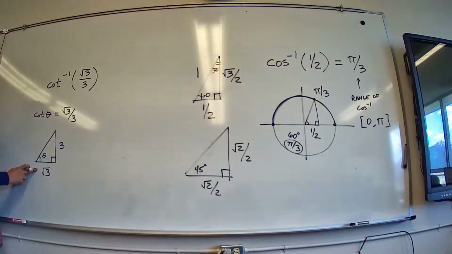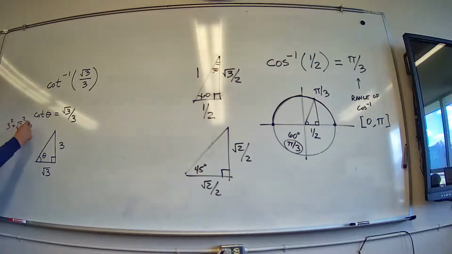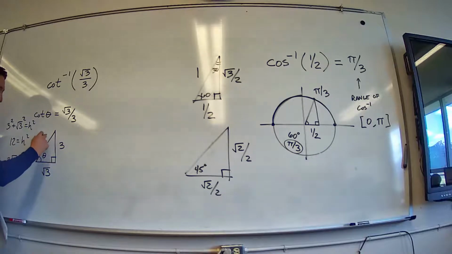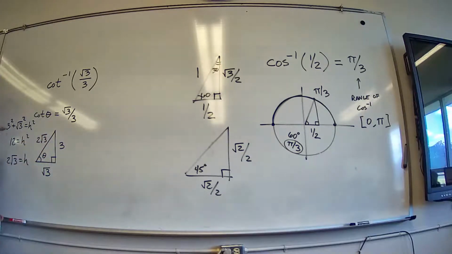Because I'm still kind of confused. What the heck am I looking at here? Well, if I went 3 squared plus root 3 squared equals hypotenuse squared. 9 plus 3 is 12. Right? You guys still with me? Mhm. Now, what if I divided it?